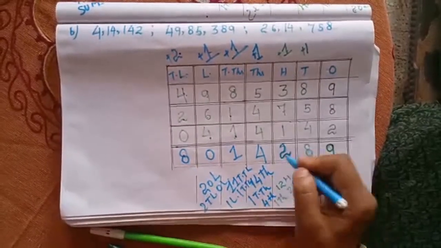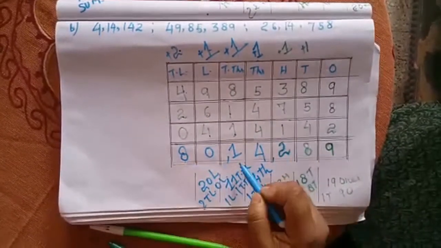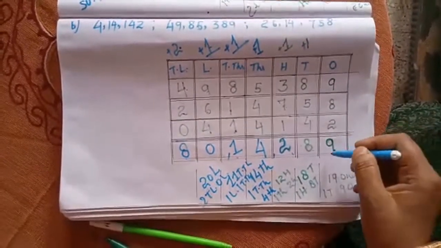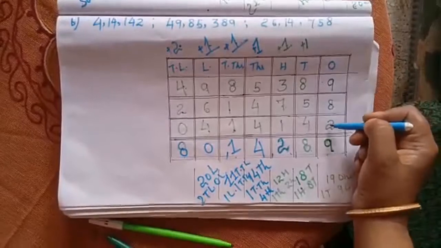So how will we read it? It is 80 lakhs 14,289. This is the sum of these three addends.